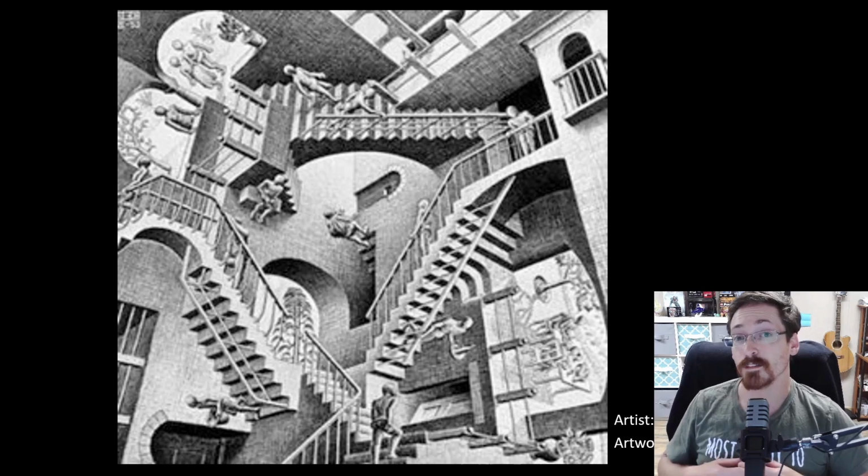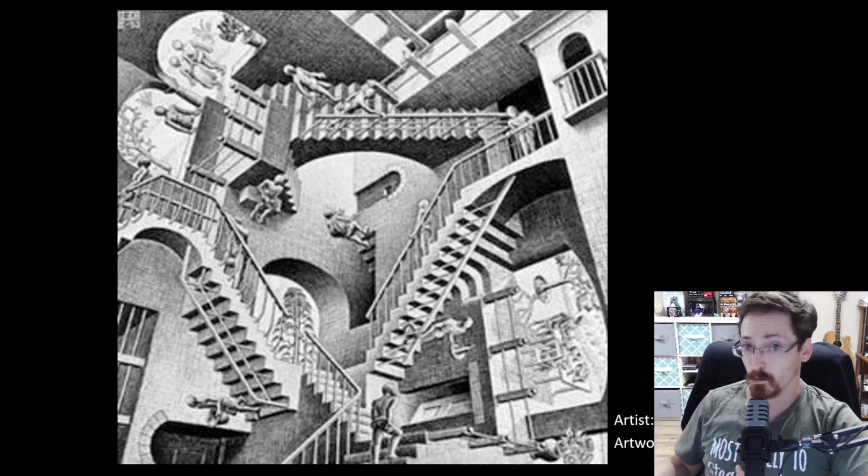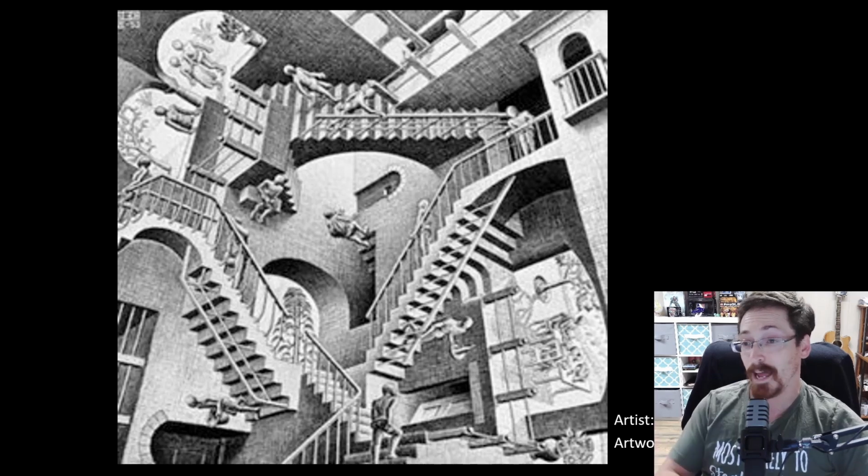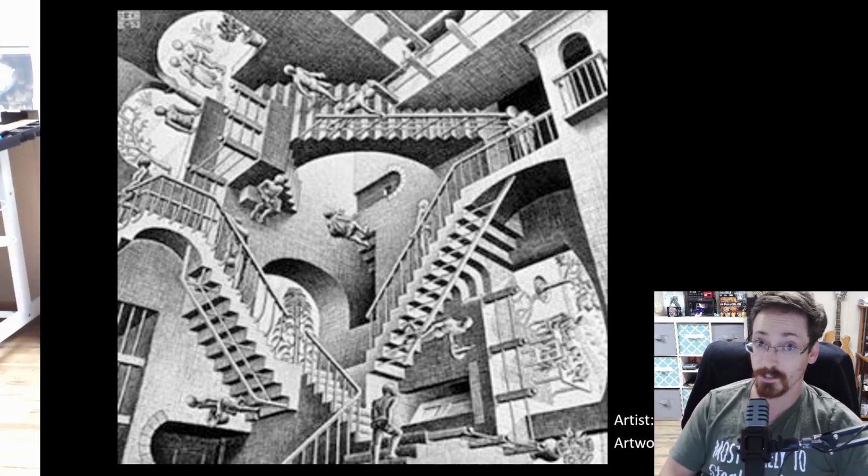Same thing with this M.C. Escher optical illusion. It is repetitive staircases. It's a pattern. A pattern is the same thing over and over and over again. It doesn't have to be in a rhythm, doesn't have to be in a specific order. It's just the same thing being shown over and over again.